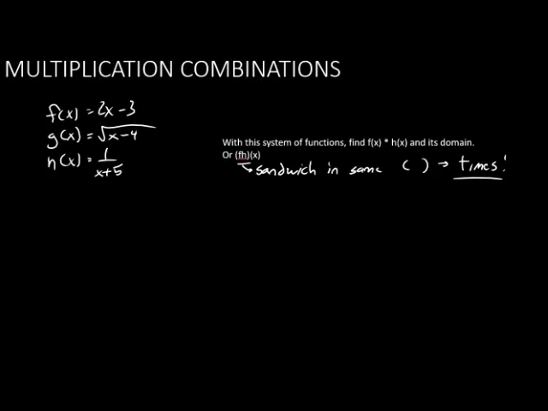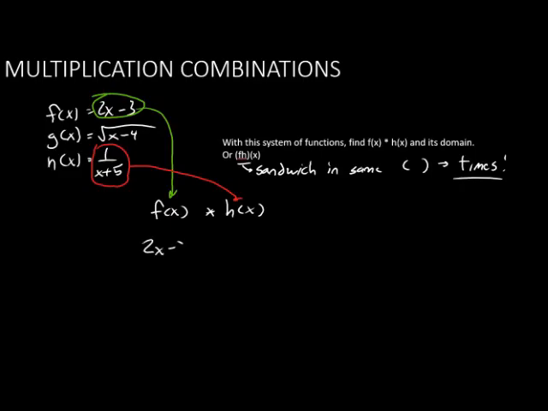Once again, we'll begin by writing down f(x) and h(x) with a multiplication symbol in between. Now we'll place the correct functions in the correct positions. f(x) is 2x minus 3. We place that in the first position. h(x) is 1 divided by x plus 5, and we'll place that in the second position. We now have 2x minus 3 multiplied by 1 over x plus 5.